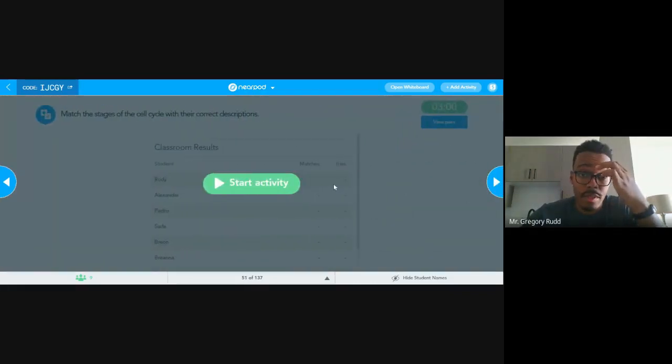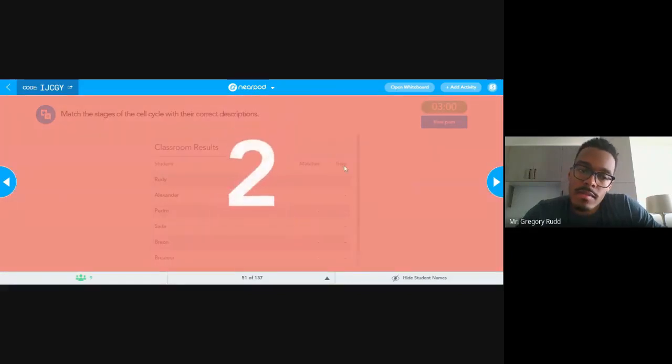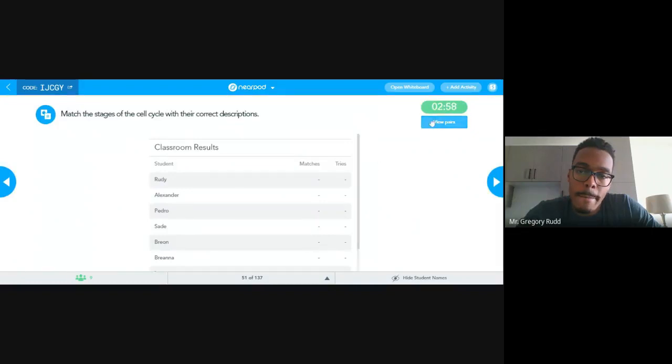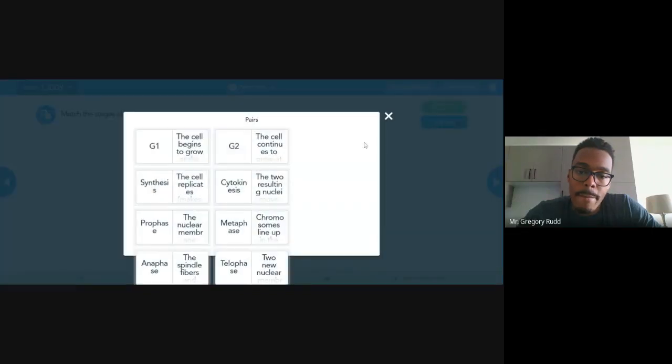All right. So now we want to think about another hugely important concept. This is going to take 3 minutes. I want you all to match the stages of the cell cycle with their correct descriptions. Match the stages of the cell cycle with their correct descriptions. 3 minutes. I think we've got 8 pairs.